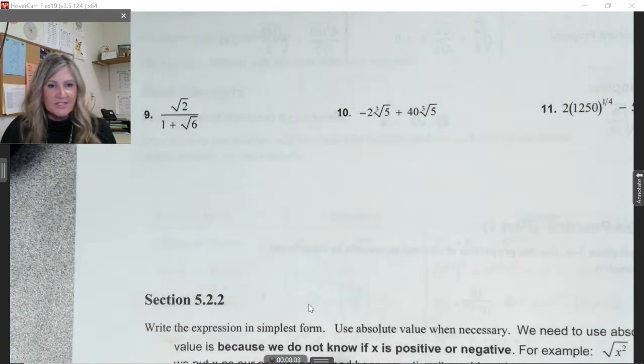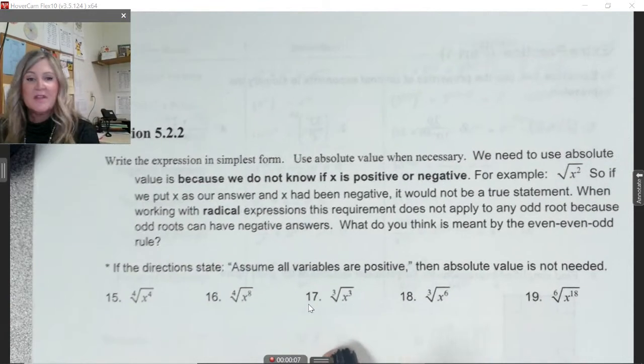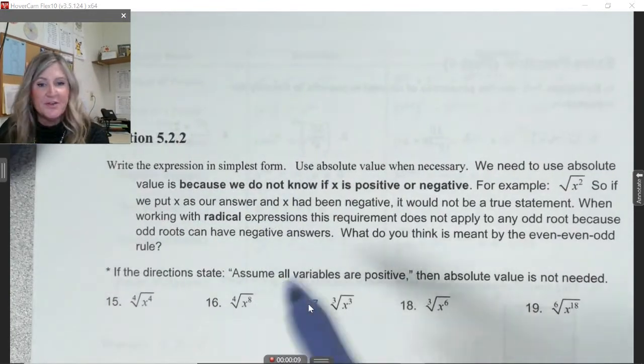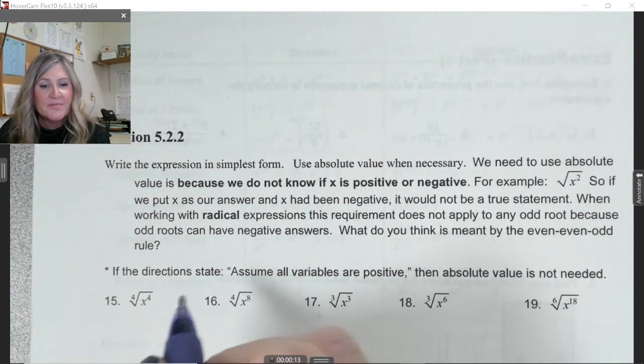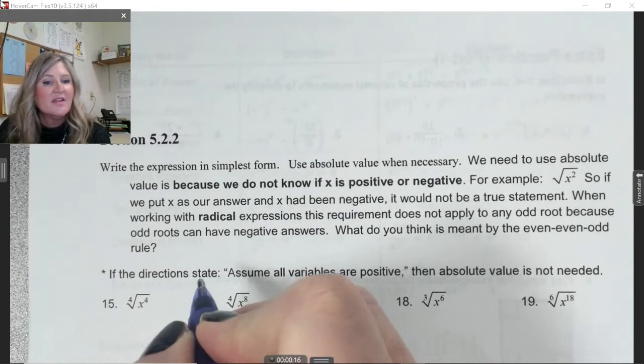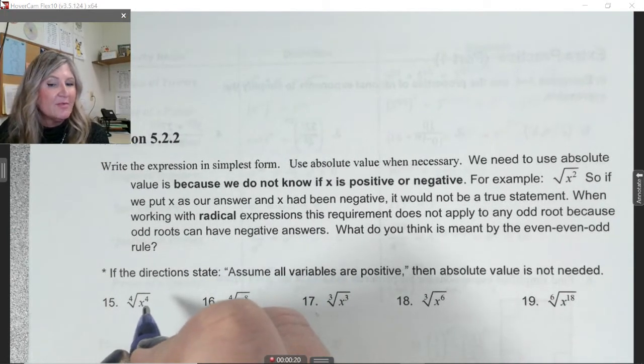Right, guys, so today we are looking at section 5.2, part 2. So you're going to scroll down in your notes until you get to page 6, which is where these start. What we're going to be doing today is taking roots of variables.